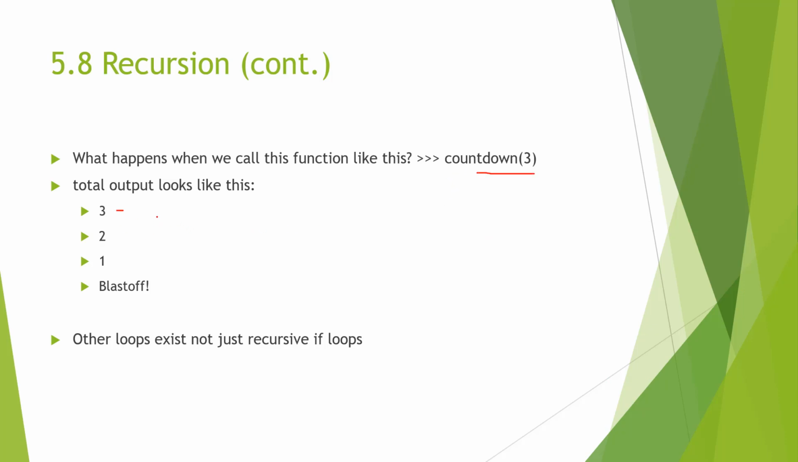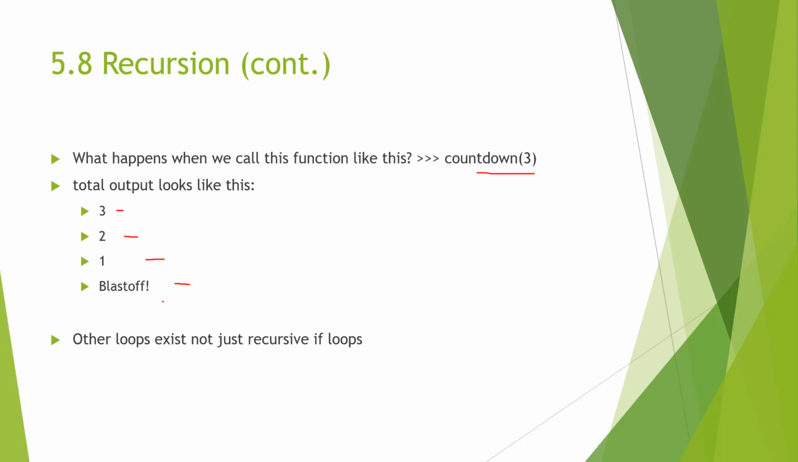So it did it once and it called itself. It did it a second time and it called itself. It did it a third time and it called itself. And then the fourth time it ran, n was actually 0, so it didn't do another countdown. It actually went ahead and did our blast off. Other loops, while they do exist, are not just as recursive as if statements.